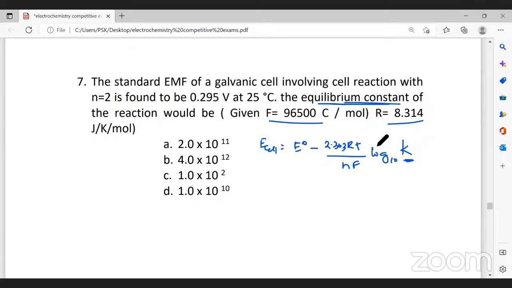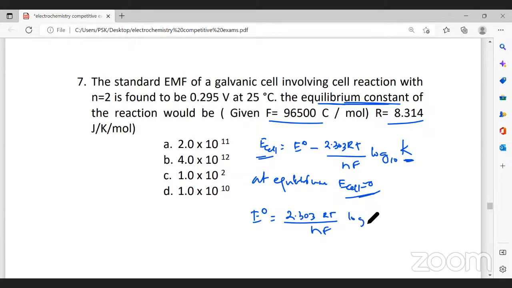Now, at equilibrium, E cell will be equal to 0. This value is 0. E cell becomes equal to 0. When E cell becomes equal to 0, I can write the equation: E naught is equal to 2.303 RT by nF log to the base 10 of K.